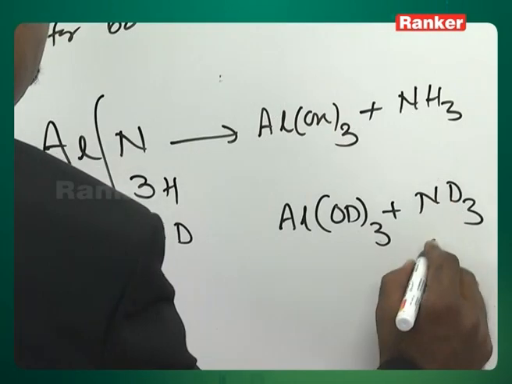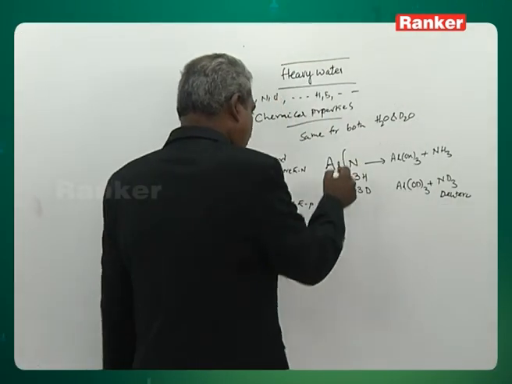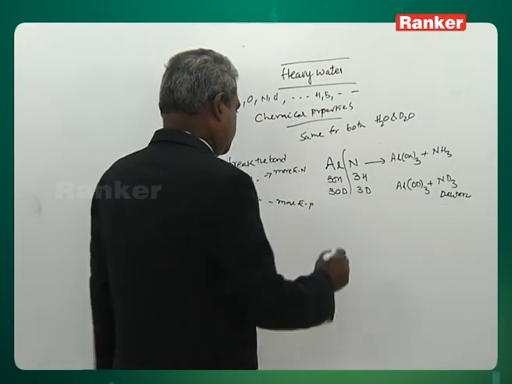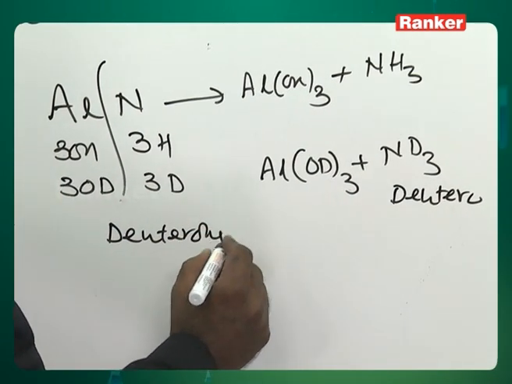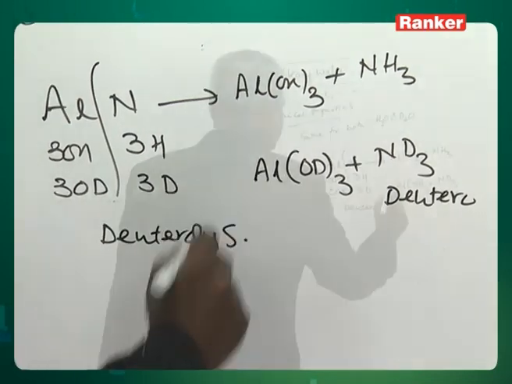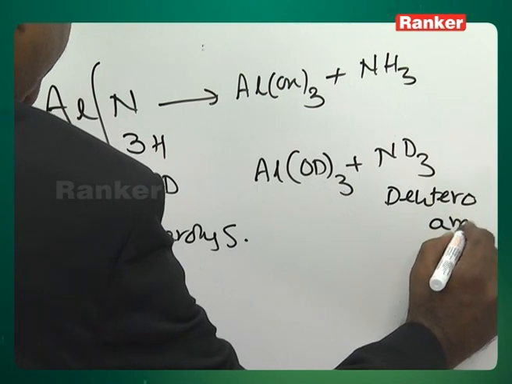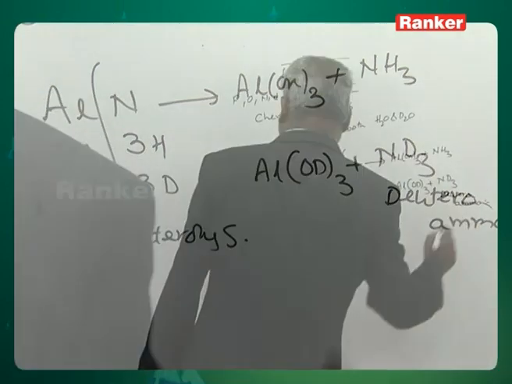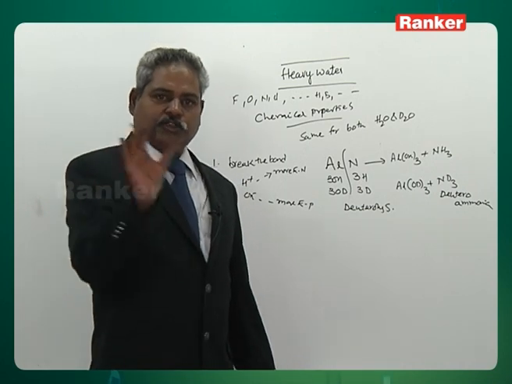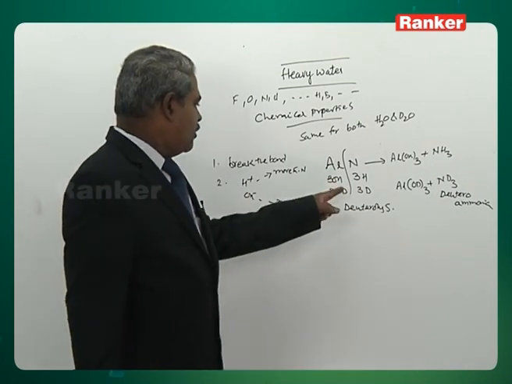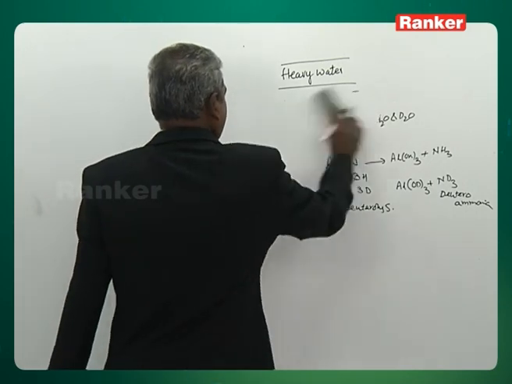Put deutero wherever deutero. So, this is called hydrolysis. You call this deuterolysis, since it is done by deuterium oxide. So, deuteroammonia. Before you add D2O, you just do it easily with H2O and copy that to DOD. Then you know the chemical reactions of D2O.